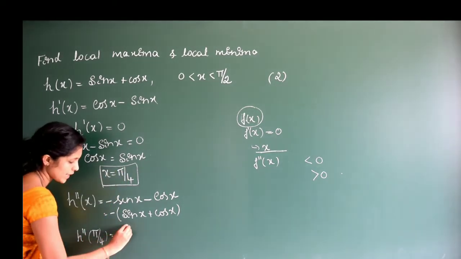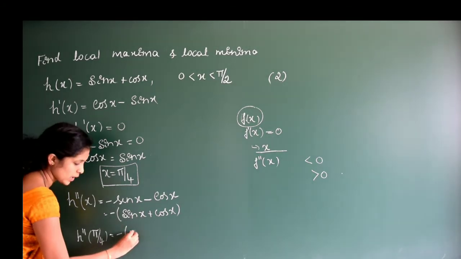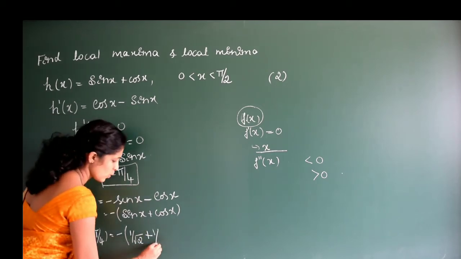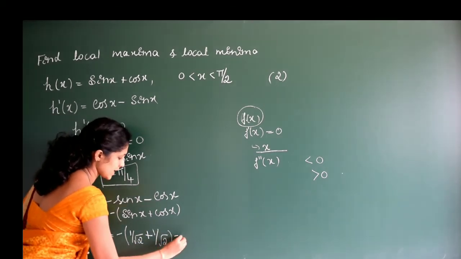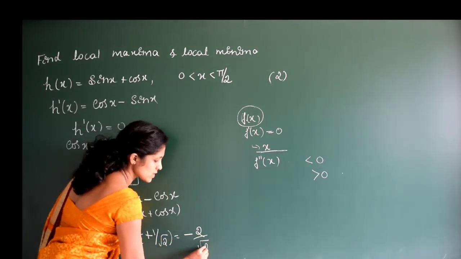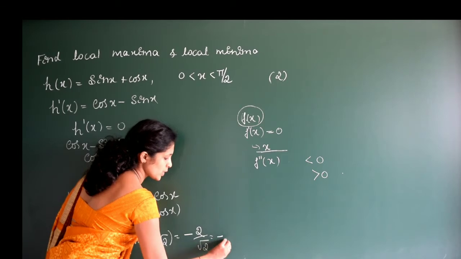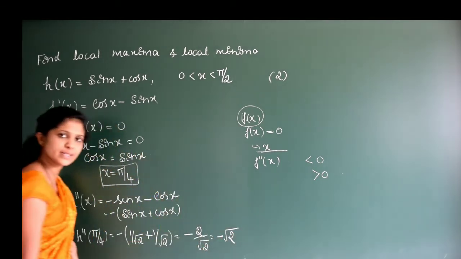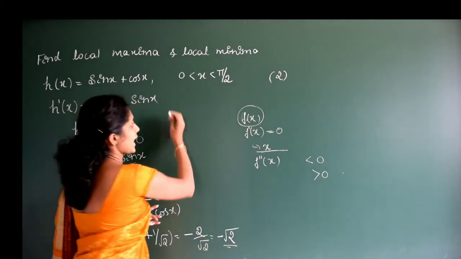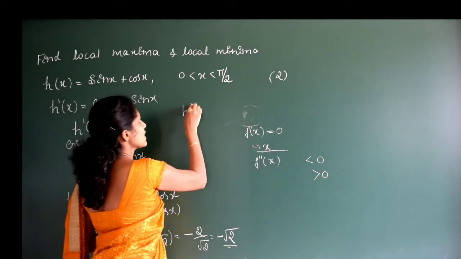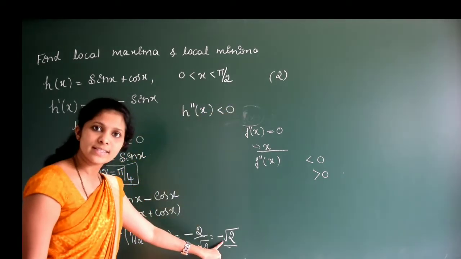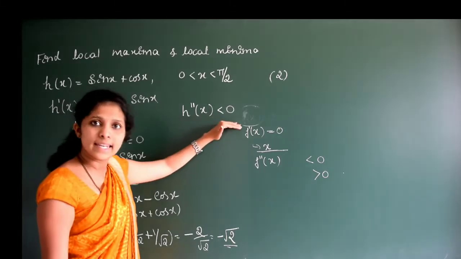So this is now minus of sin pi by 4, which is 1 by root 2, right? Directly I will write here, cos pi by 4 is also 1 by root 2. So I can write this as minus of 1 plus 1, which is 2 by root 2. So this is equal to minus root 2. Is it clear? 2 can be written as root 2 into root 2, so the 2s get cancelled, minus root 2. So we got h double dash of x is less than 0, right? So h double dash of x is negative.